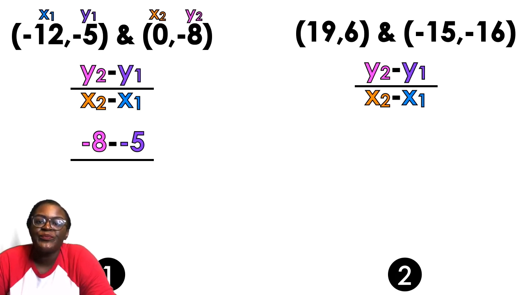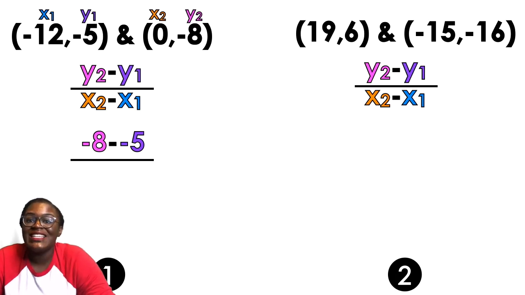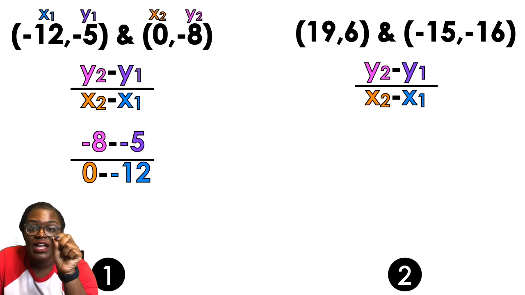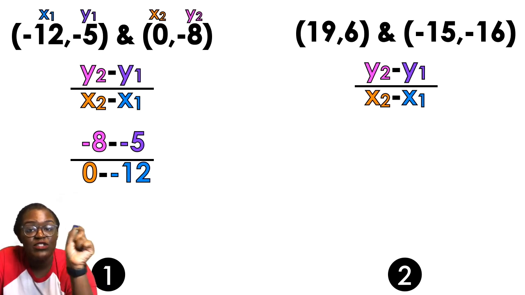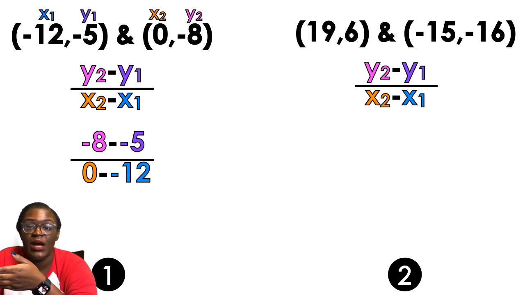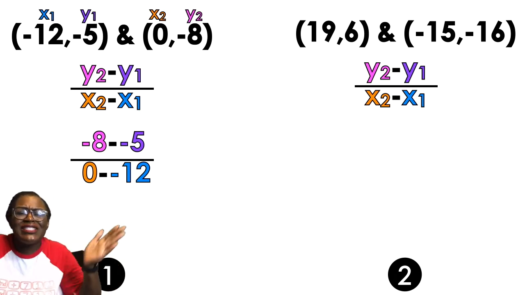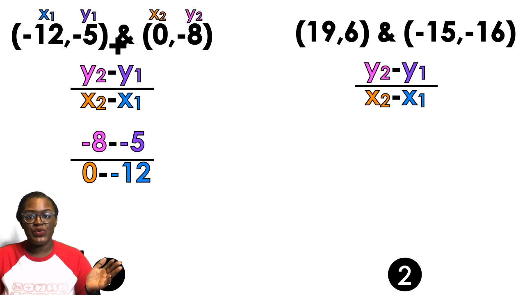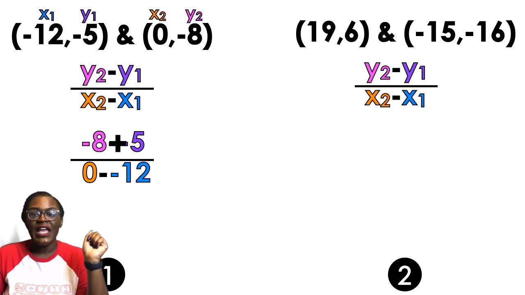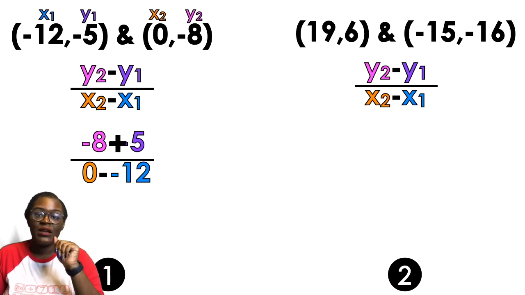So over X2, it's 0 minus negative 12. The minus is from the formula and the negative is from the 12. You have to bring both into the problem. But now what we need to know is, minus minus turns into a what? Minus minus turns into a positive. And then minus minus on the bottom turns into a positive.